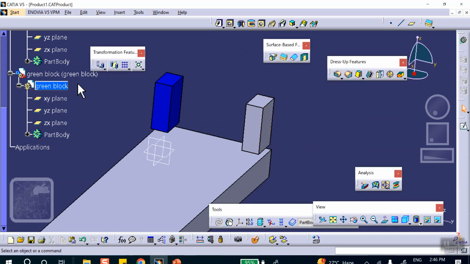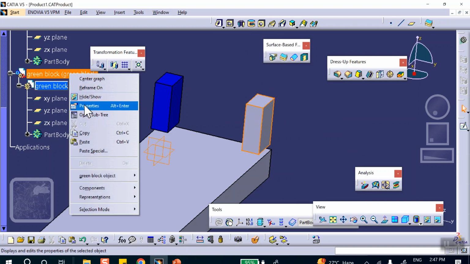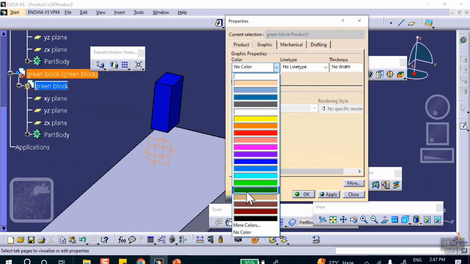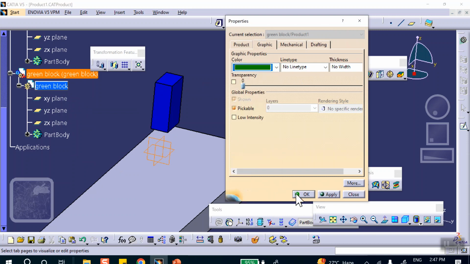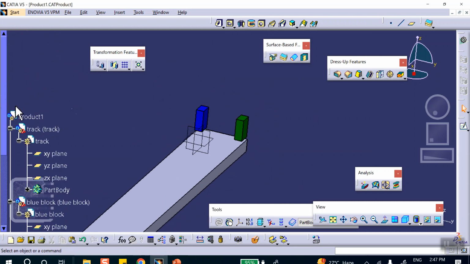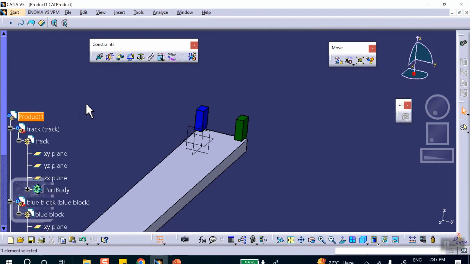Okay, and change the color here. You put the cursor on this line, right click, properties. And for the graphics, we use that's green. Green. Okay, good. So you go all the way to the top, all the way to the top, and save everything.